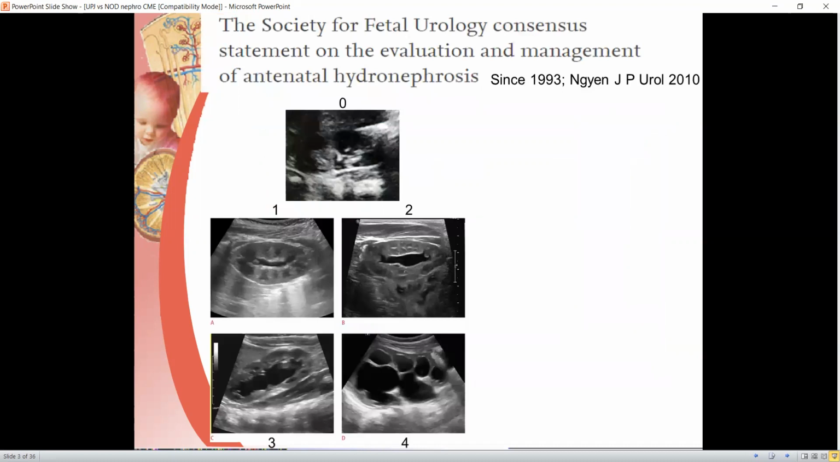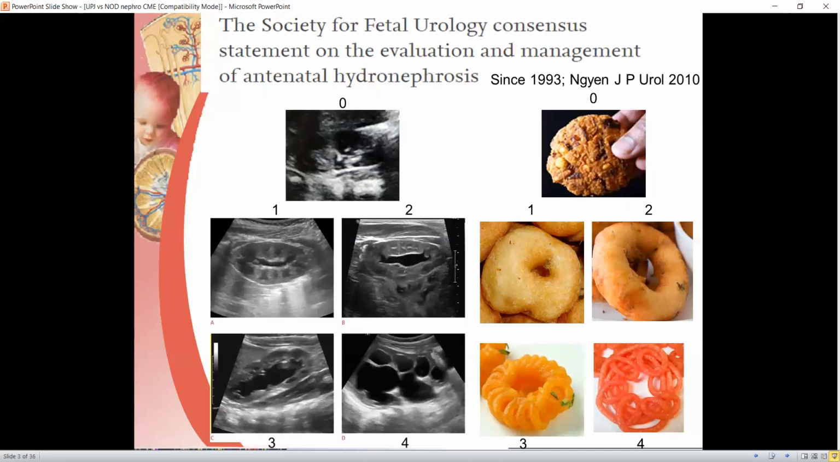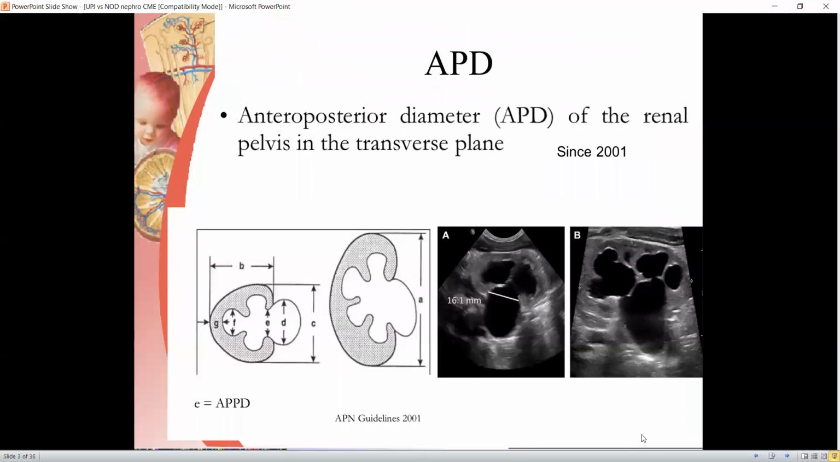The Society of Fetal Urology grading actually started as early as 1993, and it got more established since 2010, where grade 0 stands for normal kidneys, whereas grade 1 is mild dilatation of the pelvis, grade 2 is dilatation of the pelvis and calyces, then further dilatation of the minor calyces, and then cortical thinning.